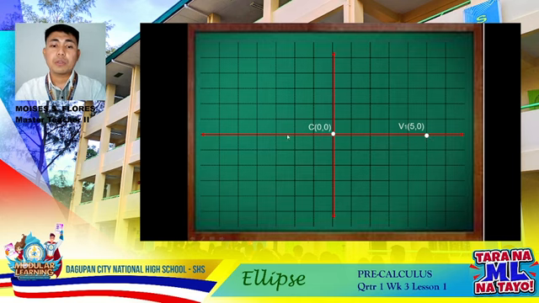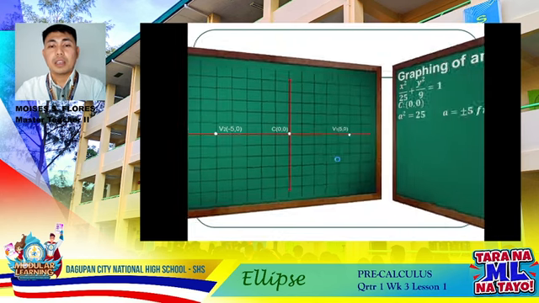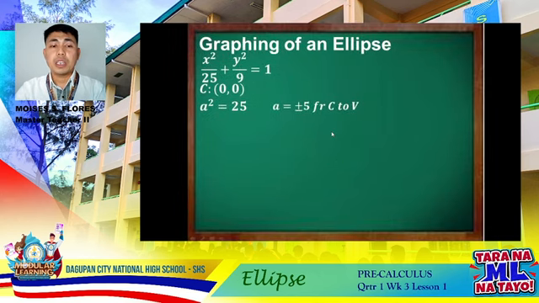Then 1, 2, 3, 4, 5 on the other side. There you have our vertex 1 and vertex 2, or simply V1 and V2. Okay, let's proceed. This time, after the major axis, to show our minor axis, which is 9, and extract it, we have b, therefore it is positive or negative 3. And take note, this is the distance from your center to your ends of minor axis.